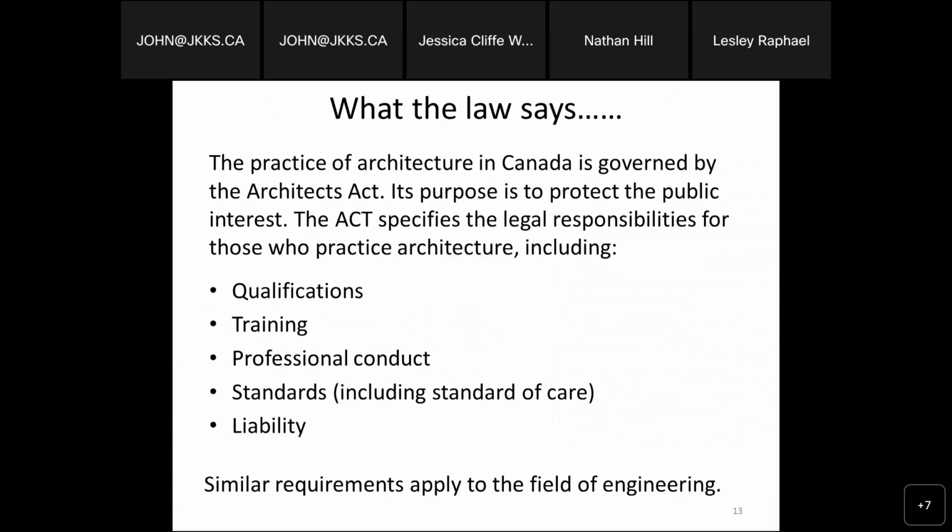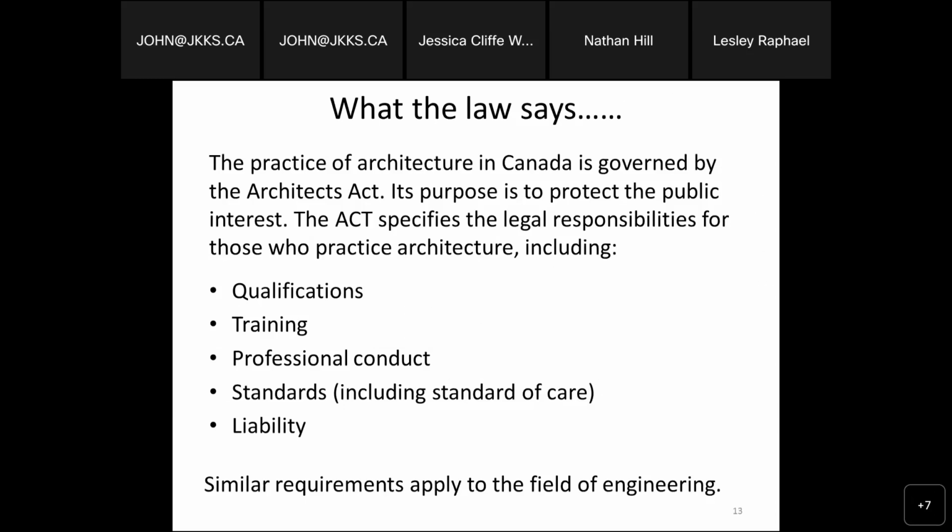So what does the law say? So when we start looking at it from the point of view of the law, the practice of architecture in Canada is governed by the Architects Act. Its purpose is to protect the public interest. The Act itself specifies the legal responsibilities for those who practice architecture, including their qualifications, their training, their professional conduct, their standards, including certainly things like standard of care, and certainly liability.